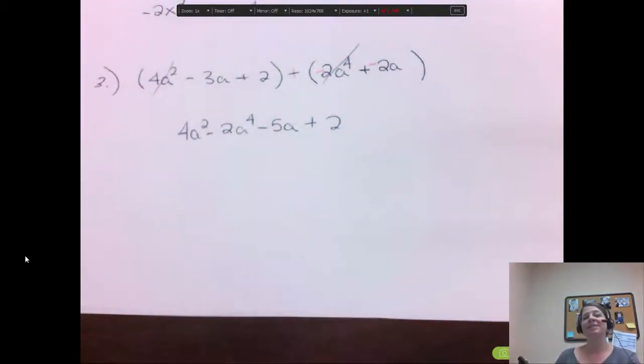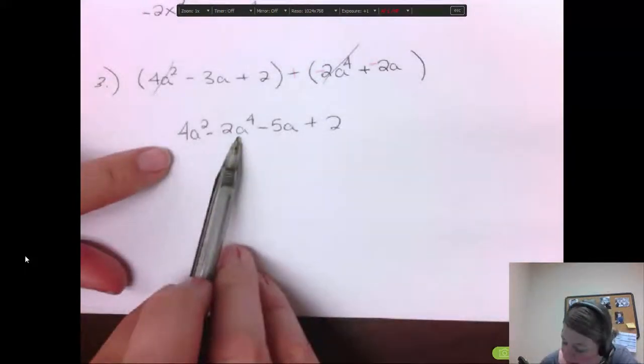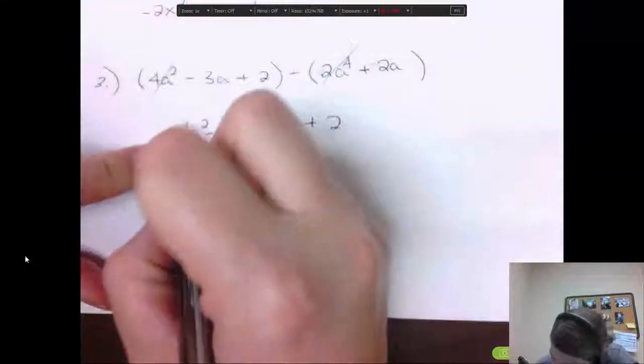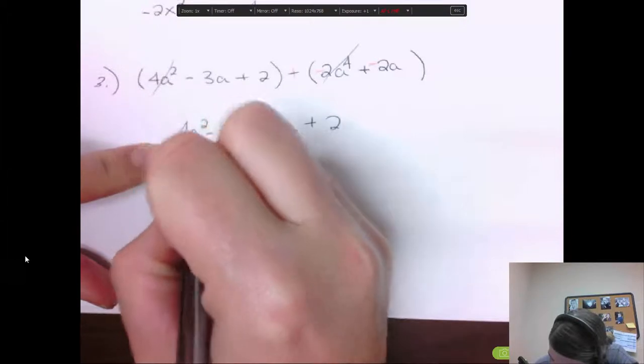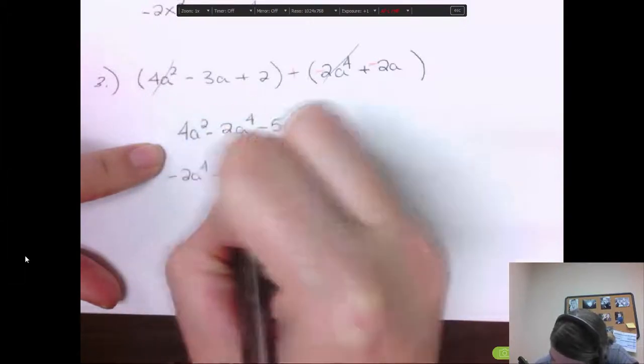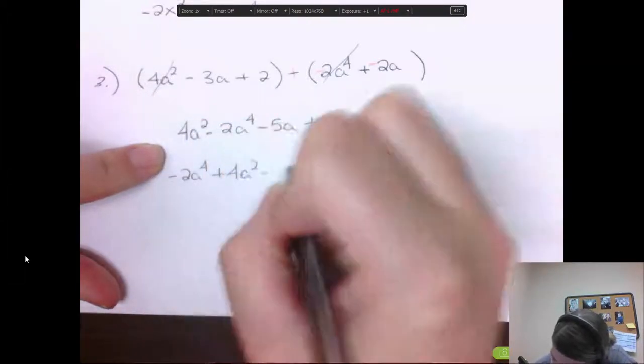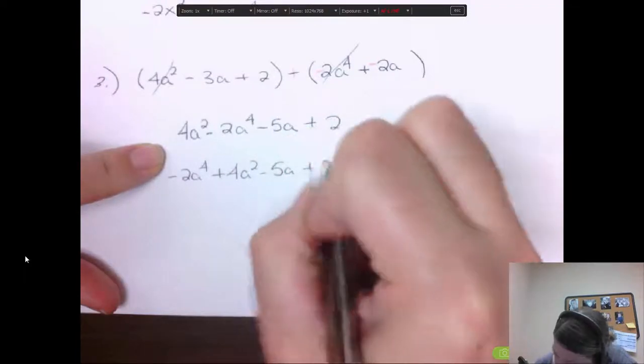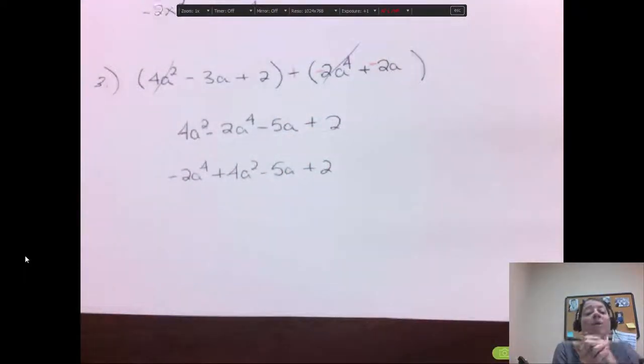I do want this typically in descending order, so I'd really like this one to be written first because it's got the highest exponent. So negative 2a to the fourth, plus the next one would be 4a squared, minus 5a, plus 2. Some of your problems might ask for you to write it in descending order for the exponents. Some of them don't care, so just be careful of that when you type in your answers.